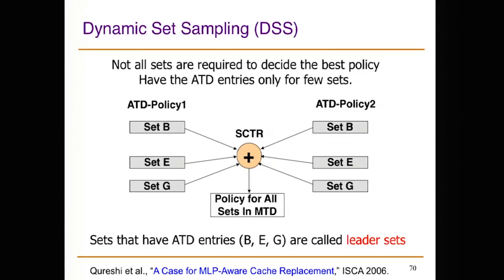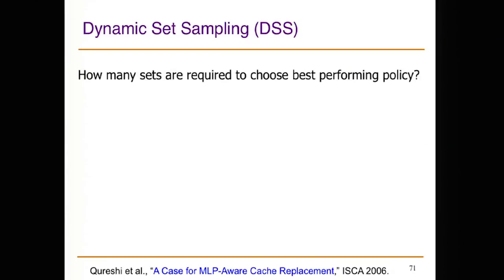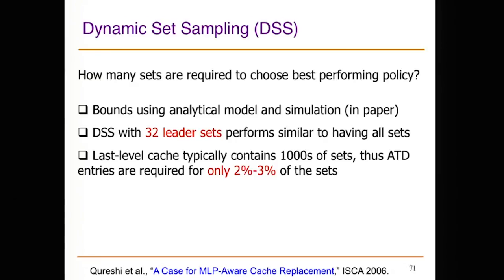That's good. And these are called the leader sets, and all of the other sets will be follower sets now. So basically, these auxiliary tag directory entries exist only for the leader sets. None of the other sets exist in the auxiliary tag directory. So the hope is that the ones that you pick are representative of the remaining parts of the cache. Right? If they are, then the policy you pick by just looking at which policy is doing better for these sets would be good for the entire cache. Okay, so there's some theory behind this. How do you actually decide how many sets you choose for the best performing policy?